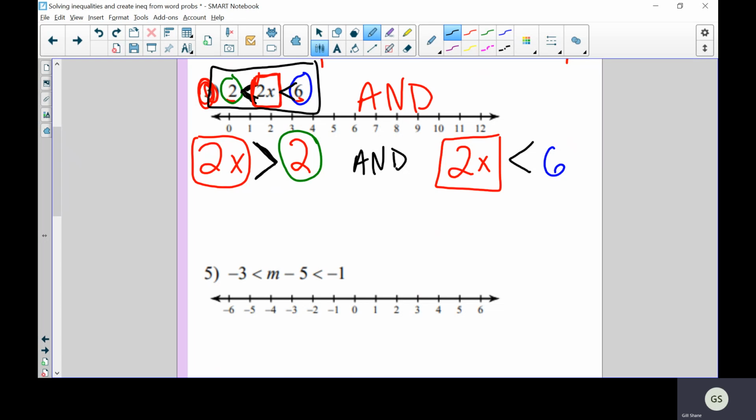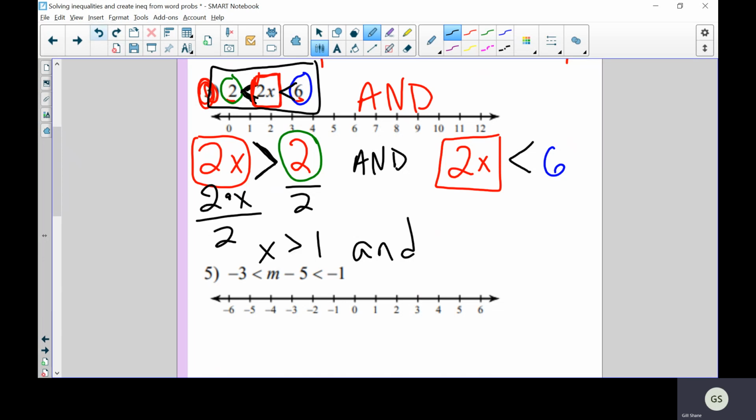Now you would just solve both of those out real quick. This is 2 times x, so I would need to divide by 2. Well, if I divide by 2 there, I divide by 2 here, I would get x is greater than 1. 2 divided by 2 is 1, not 0, which is what some people say. I still have to write the and. Don't forget to write the and. Don't forget to write the greater than symbol that I just did right there.